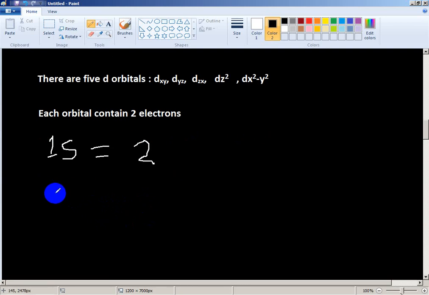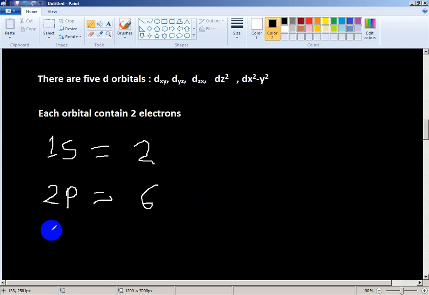Now the 2p orbital, how many electrons can it contain? The 2p has 3 parts, px, py, pz. So how many electrons can 2p hold? 6 electrons. Yes, good, because px 2, py 2, pz 2, total 6.